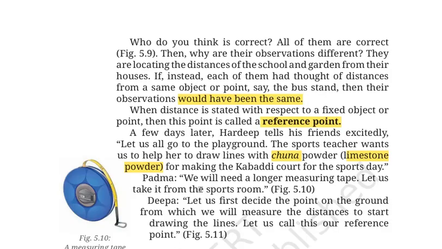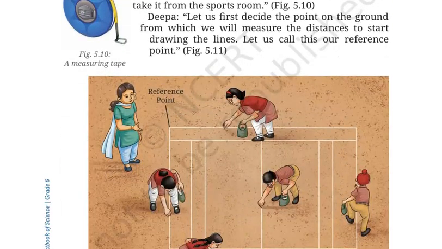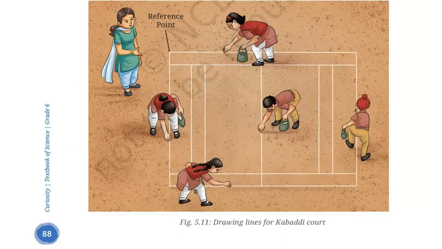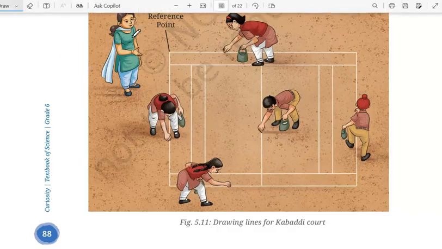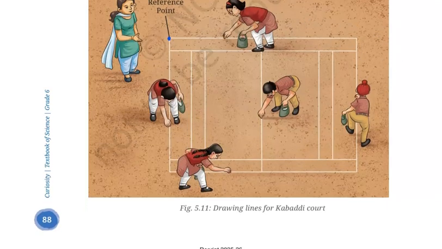Now Padma says we will need a longer measuring tape. Let us take it from the sports room. Deepa said again, let us first decide the point on the ground from which we will measure the distances to start drawing the lines. So let us call this a reference point. They decide that they will take a reference point from where they will start to draw the line. This is the reference point, as you can see in the picture, from where they have started to draw the lines to make a kabaddi court.